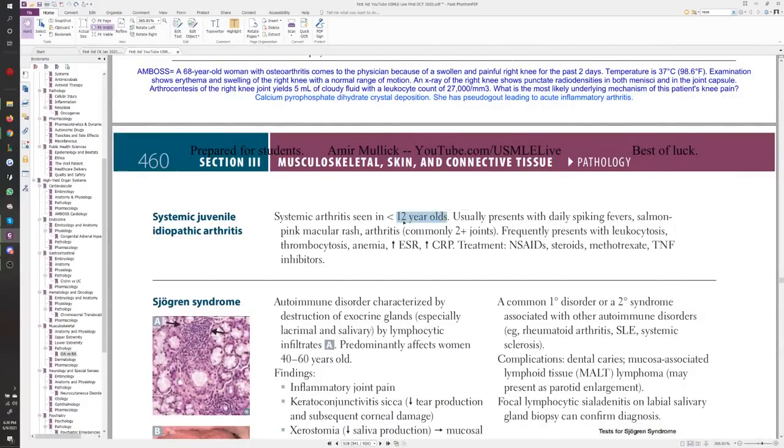So you can imagine how long this could be, for 5 more years before it disappears and they go into puberty. Usually presents with daily spiking fever, salmon pink macular rash. Arthritis frequently presents with leukocytosis, thrombocytosis, and anemia. A lot of inflammation. Treatment is just to give NSAIDs, steroids, methotrexate, or any TNF-alpha inhibitors.